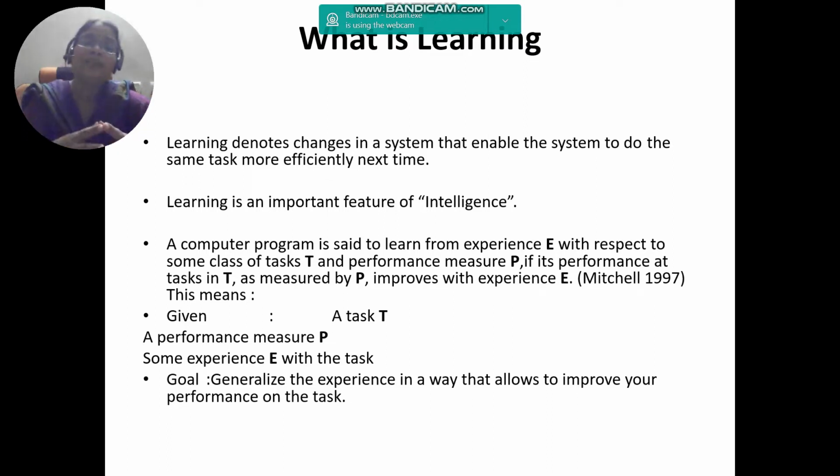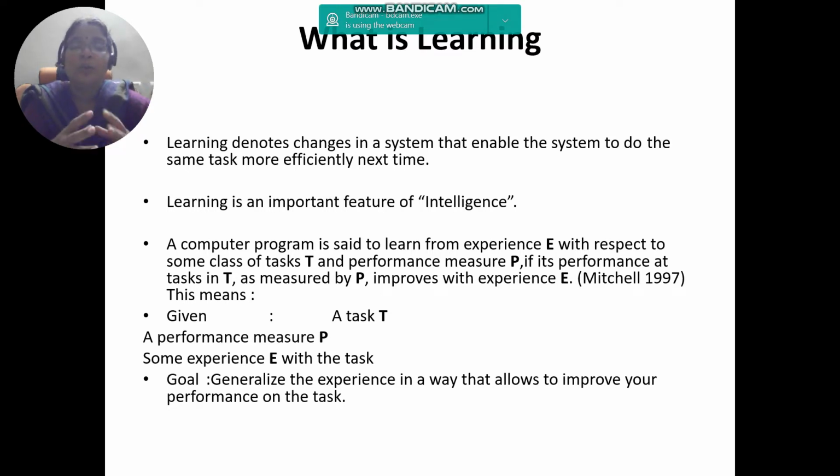Normally, this kind of learning is an important feature of intelligence. So what is the exact definition of learning? Normally, a computer program is said to learn from experiences E with respect to some class of tasks T and performance measure P, if its performance on tasks in T, as measured by P, improves with experiences E. That means whatever machine or agent in artificial intelligence, it learns from experiences. By redoing the task again and again, it learns from experiences, given some performance measure P.